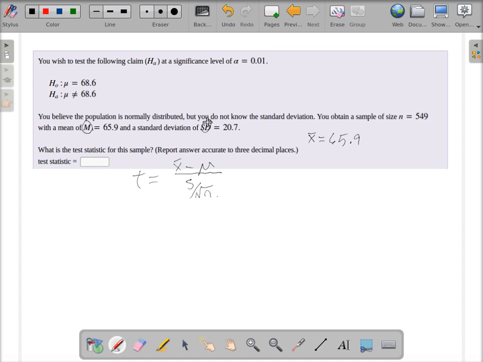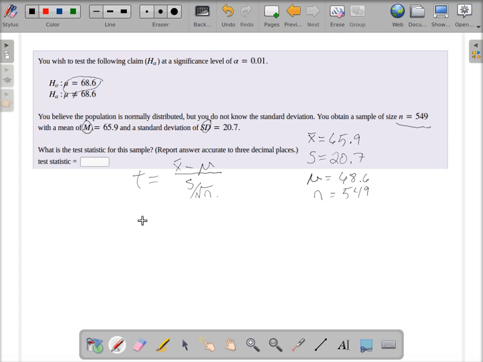SD, you could probably guess, since that's our standard deviation, that will be our s in this problem. So s will be 20.7. What is our mu, or our population or assumed mean? Of course, that always comes from the null hypothesis. So the null hypothesis tells us we have a population mean of 68.6. And finally, n, of course, is given directly to us, 549, the size of our sample.